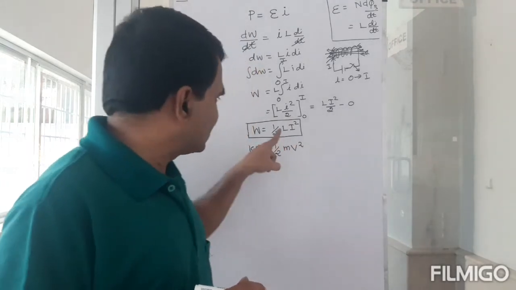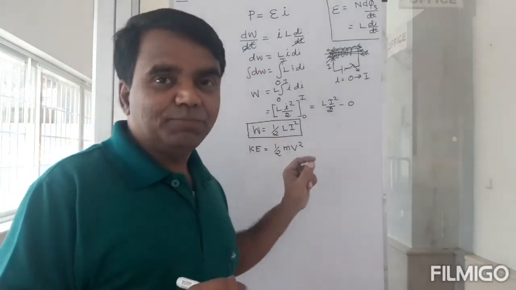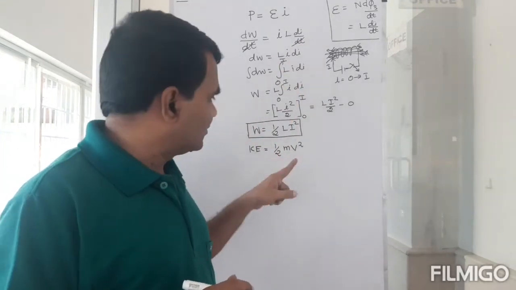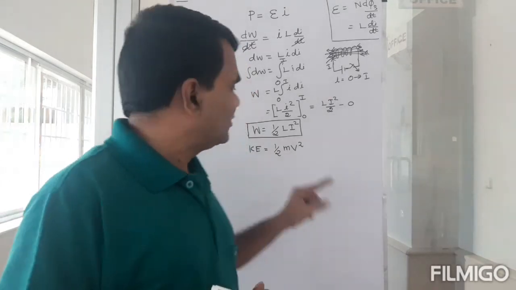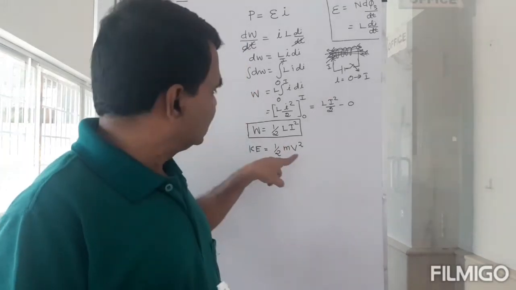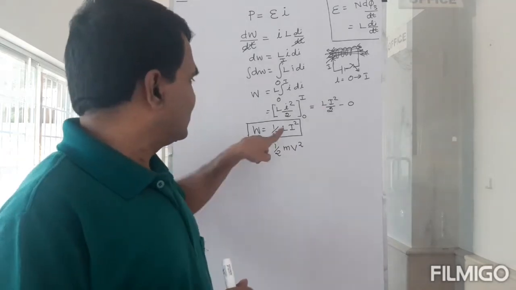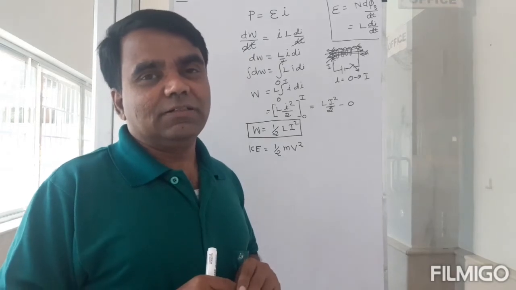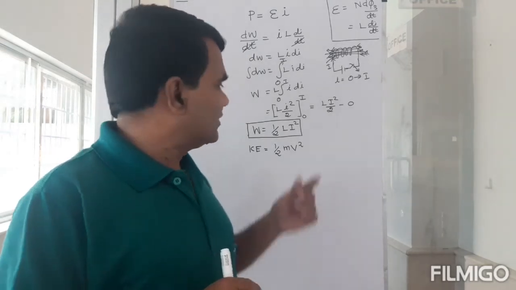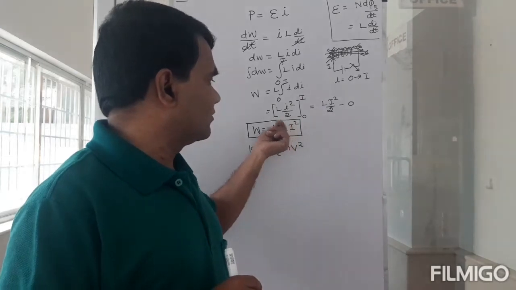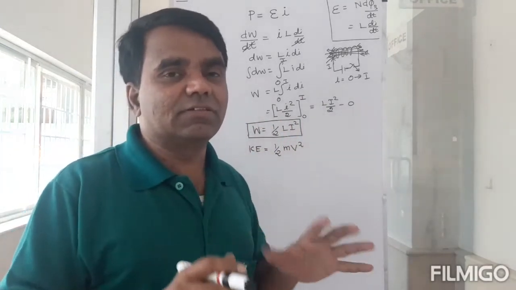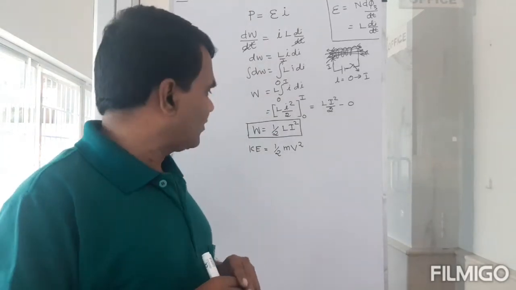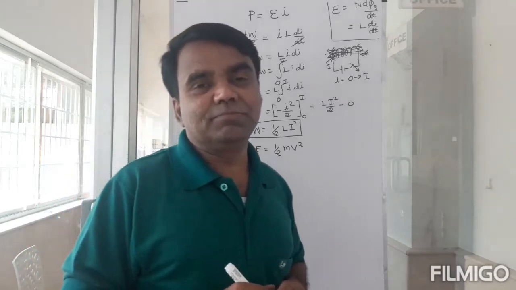So you can say that self-inductance in electricity and magnetism is equivalent to mass in mechanics. Mass resists increase in velocity. Self-inductance resists increase in current. Okay? So this is the mass equivalent. L, the self-inductance, is the mass equivalent in electricity and magnetism. Hope this is clear to you.